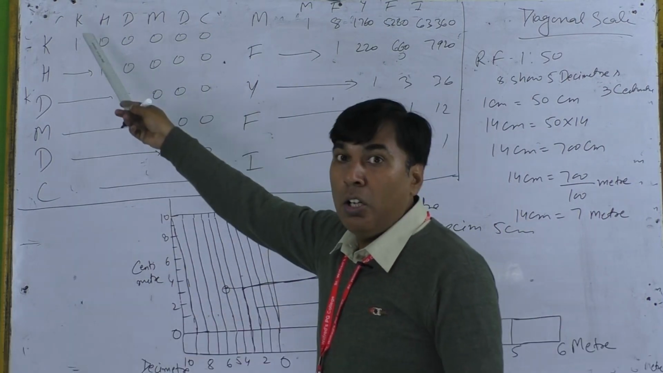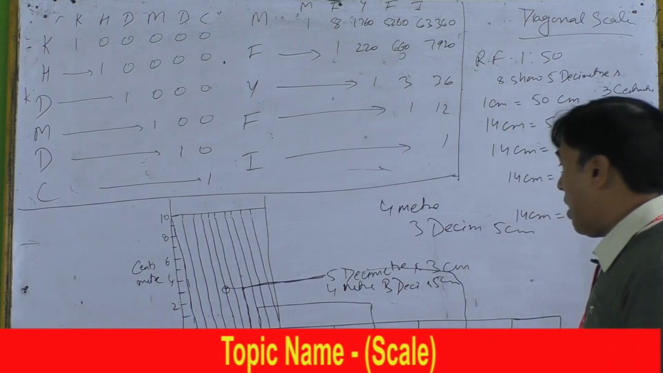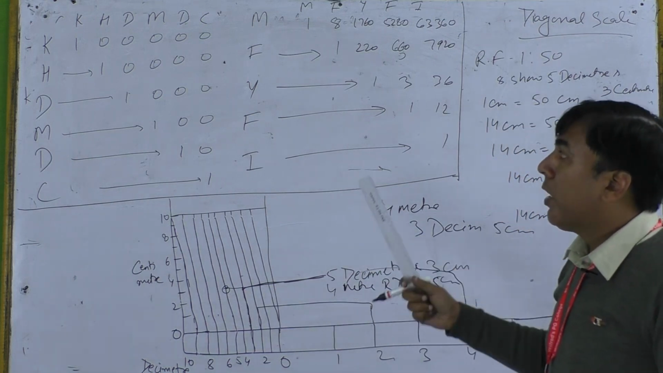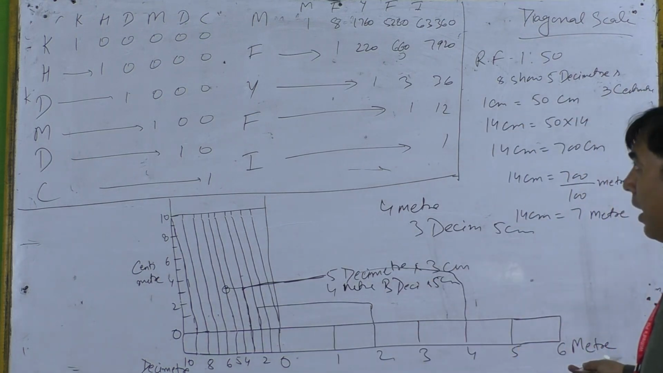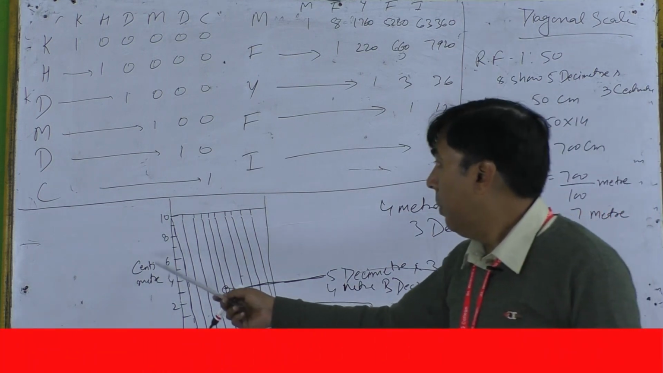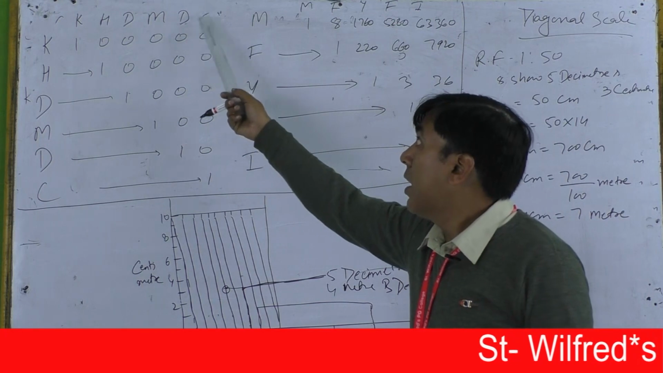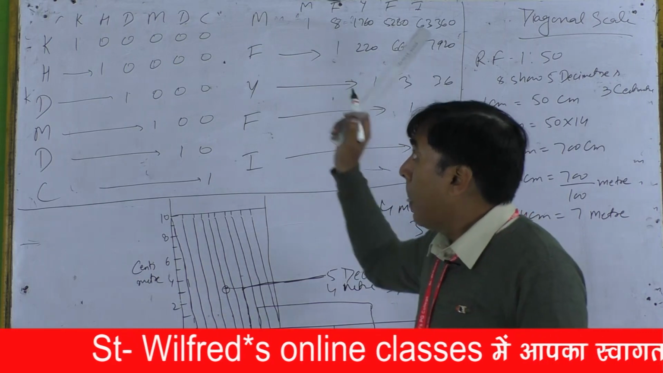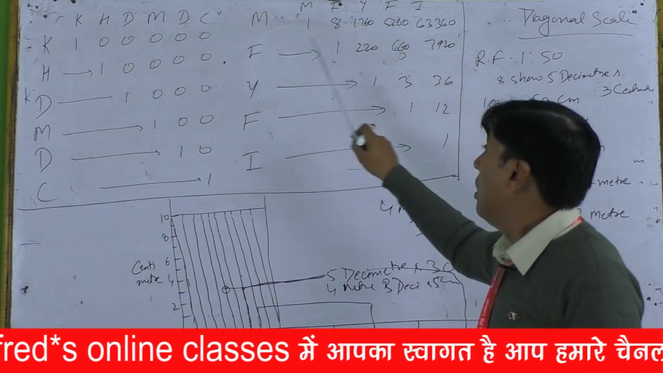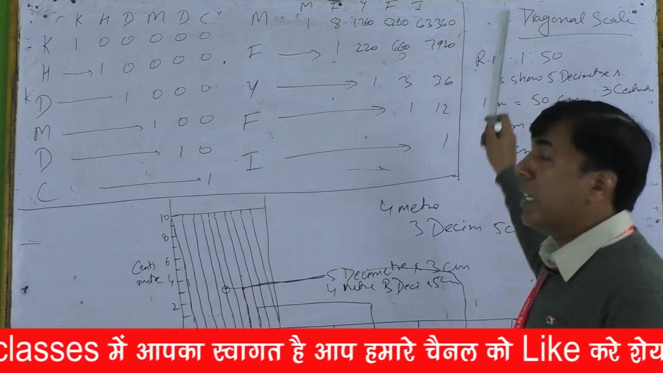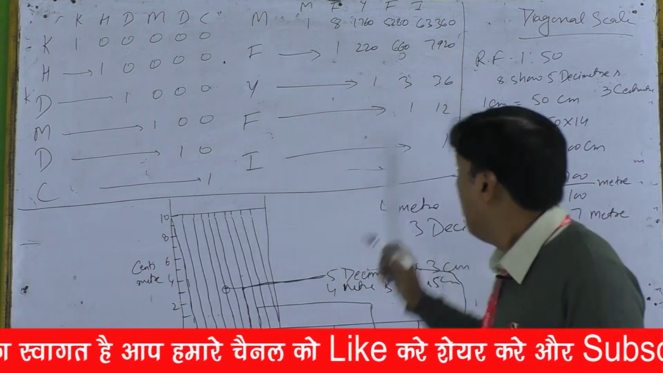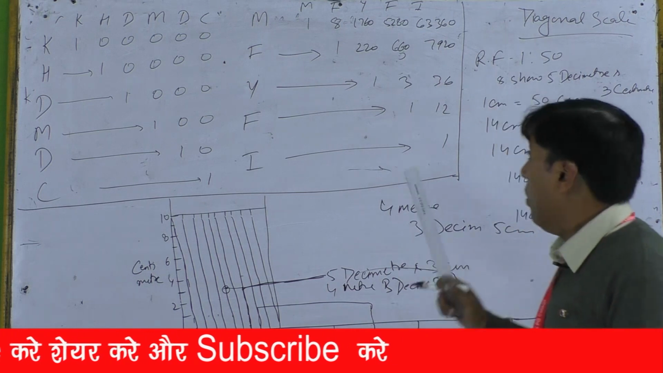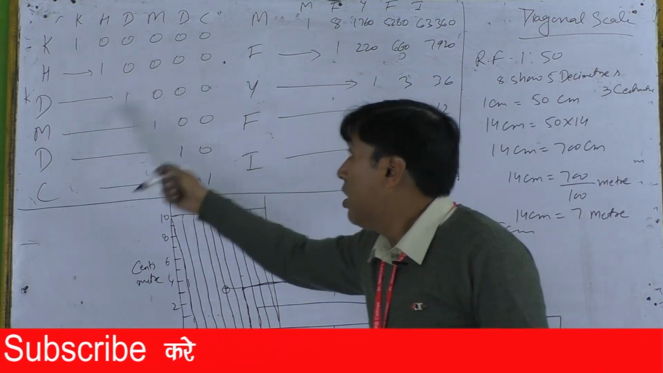Same thing we can use here: kilometer, hectometer, decameter. So we can use here kilometer, here hectometer and here decameter. If somebody asks show hectometer, decameter and meter, we can use here hectometer, decameter and meter. So meter, decimeter and centimeter, we have used here meter, decimeter and centimeter. So it means these are the key points to understand the topic of scale, either in the simple scale or comparative scale or diagonal scale. So we need to learn these values.